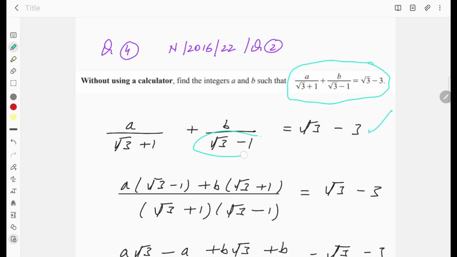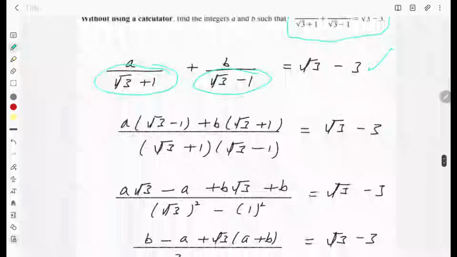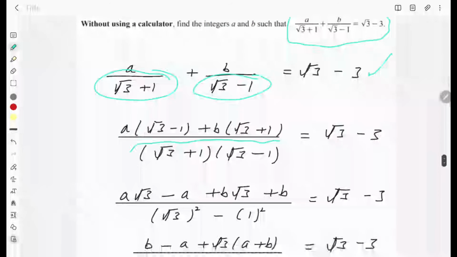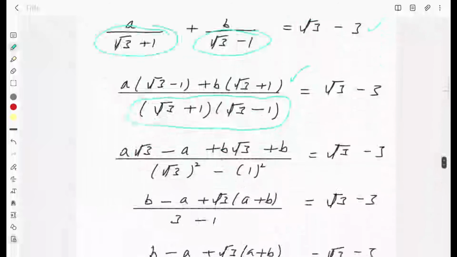I can take the LCM of the denominator, which is this. I get this thing in the numerator. On simplification, the numerator becomes this, and the denominator, according to a plus b into a minus b, will be a square minus b square, which is 3 minus 1.